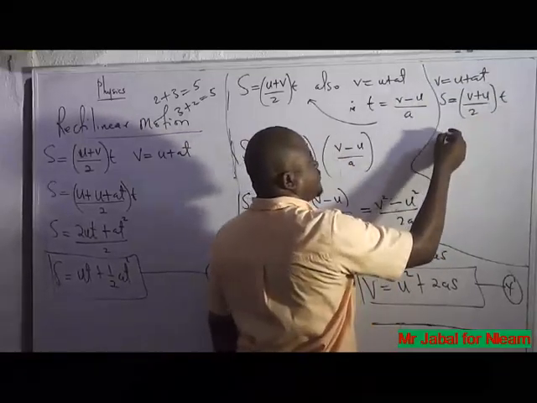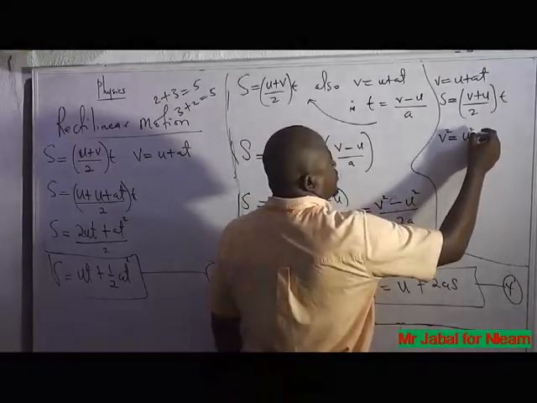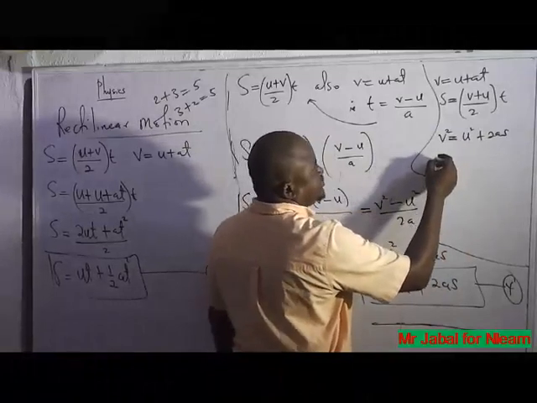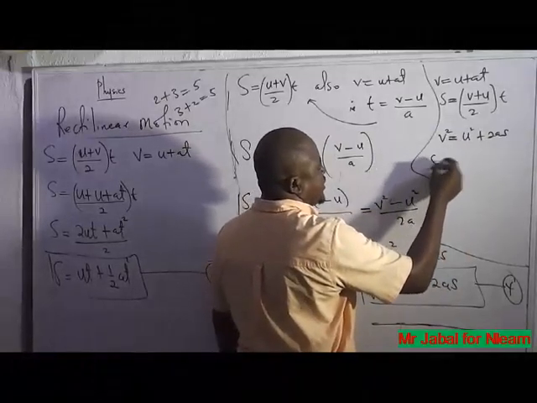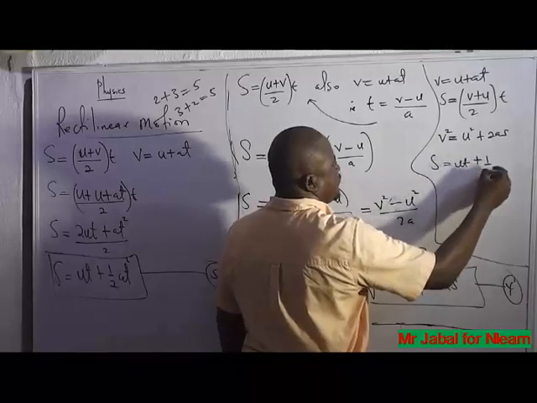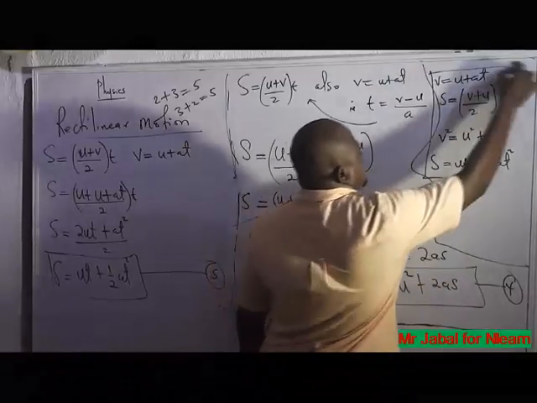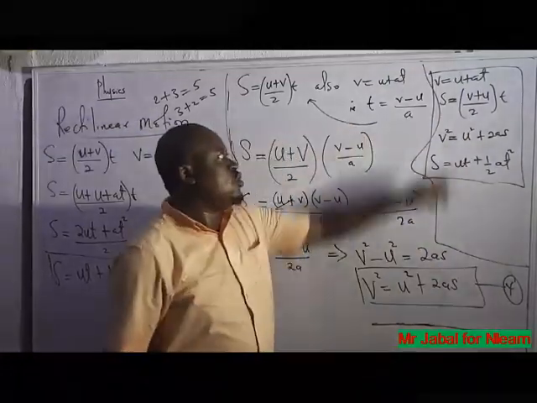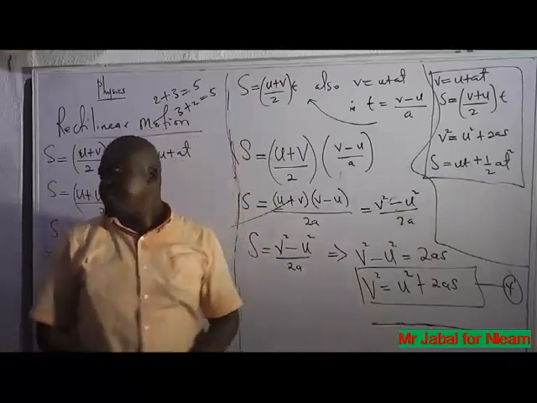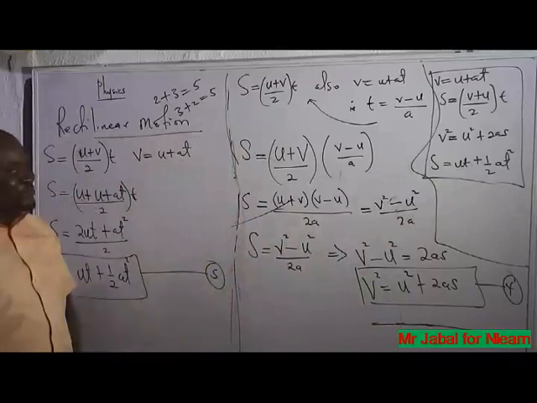You have V squared is U squared plus 2AS. And the last but not the least is S is UT plus half AT squared. So these are the 4 equations. So 1, 2, 3, 4 equations. Good. Now we have this. So take 1 or 2 questions.